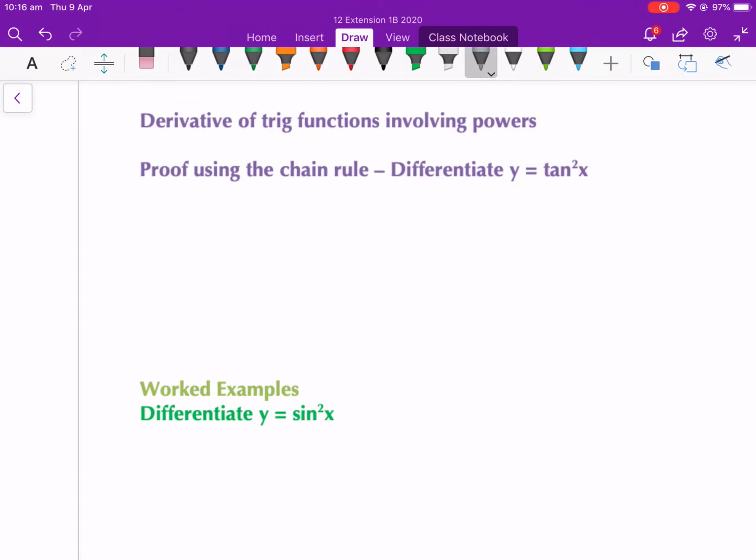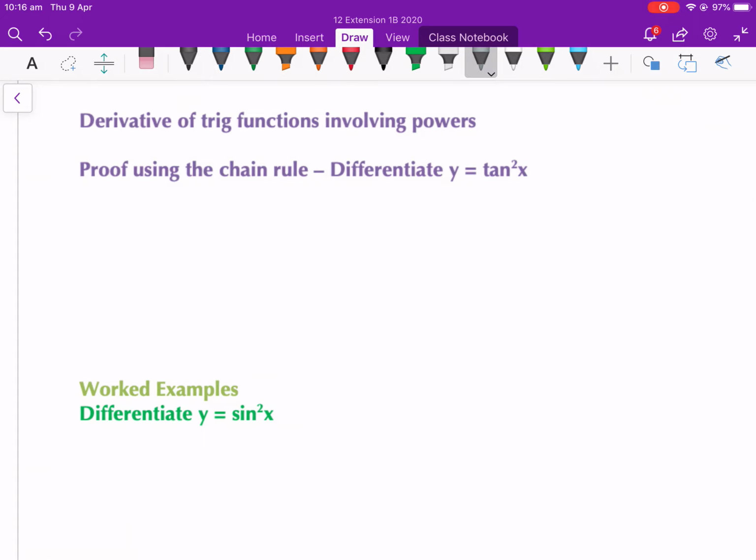Right, so here we're going to look at differentiating trig functions that have been raised to a power, and this is a bit trickier than it perhaps first appears. And again, we're going to use the chain rule to prove this, and we should be careful how we write these expressions. Notice that when a trig function is raised to a power, the power appears after the trig function itself, not after the x.